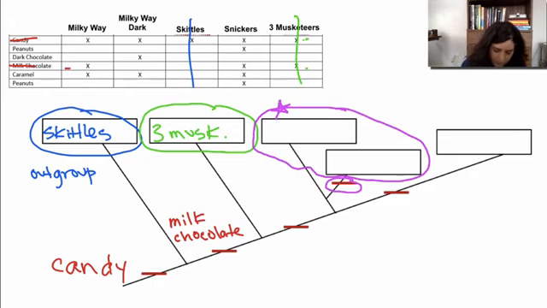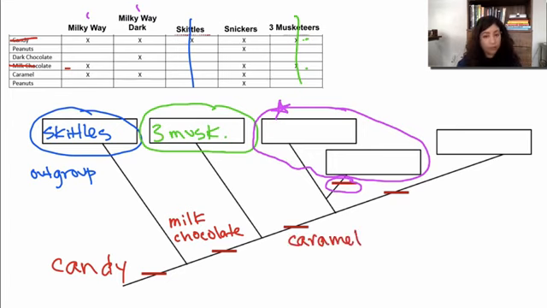So the only options with 3 traits are Milky Way or Milky Way Dark. And we can see that Milky Way has candy, milk chocolate, and caramel, whereas Milky Way Dark has candy, dark chocolate, and caramel. So looking at that, both of them have caramel in common, so that means that this next trait must be caramel.